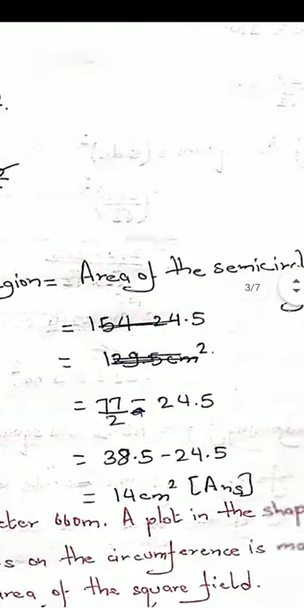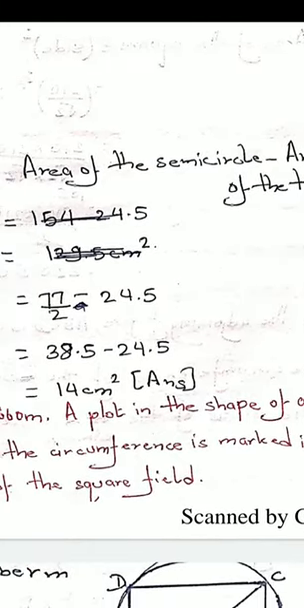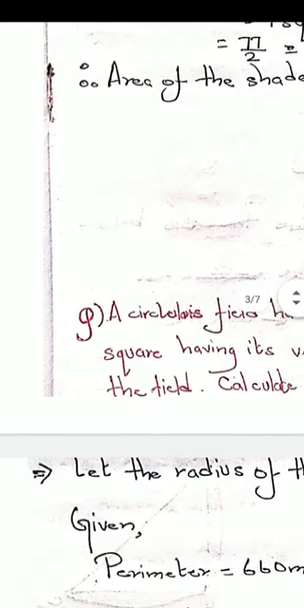So area of the shaded region equals area of the semicircle minus area of the triangle. 77 by 2 minus 24.5, that is 38.5 minus 24.5, that happens to be 14 centimeters square. I hope this is clear. So let's go to the next problem.